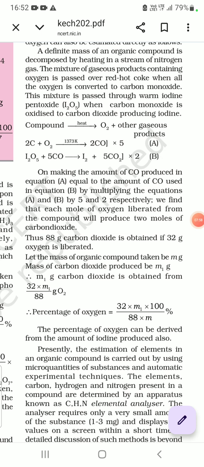Also, look at the reaction here. The compound is heated, and oxygen and other gaseous products are formed. 2 carbon plus oxygen at 1373 Kelvin, 2 CO is formed. I2O5 plus 5 CO forms I2 plus 5 CO2.